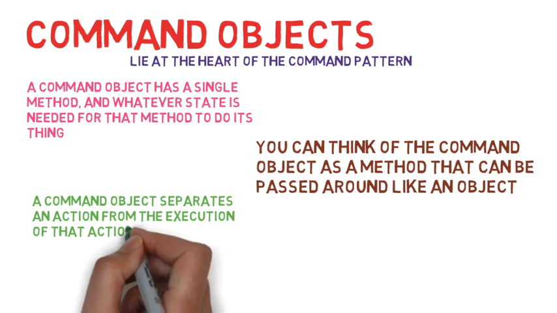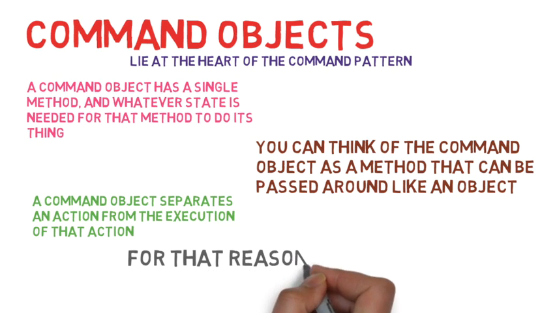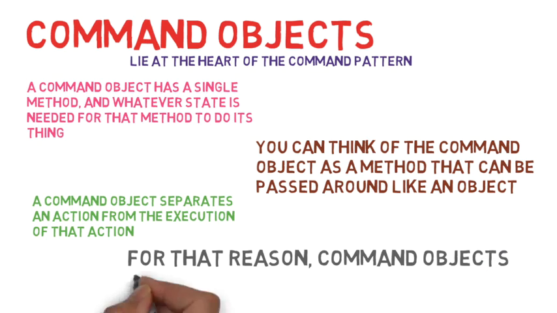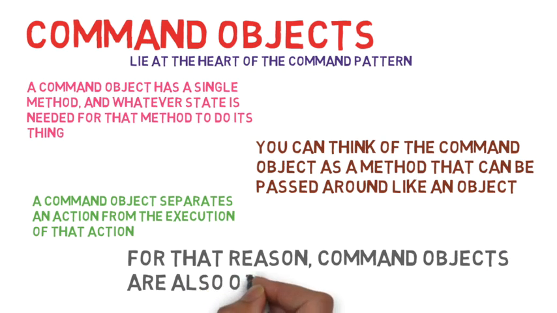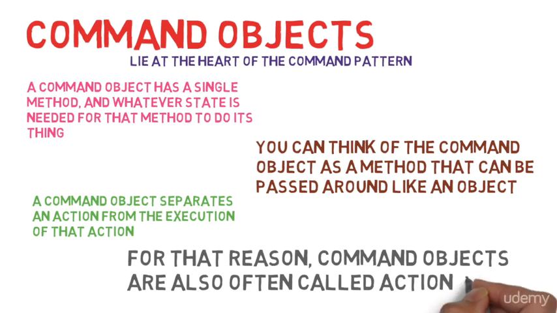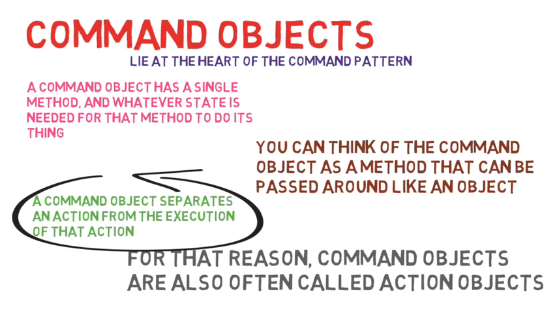So a command object separates an action from the execution of that action, which means when that object's execute command is called is completely independent of what the action is. So you decouple these two. It's for this reason that command objects are also called action objects. It holds an action and separates the action from the execution of that action.